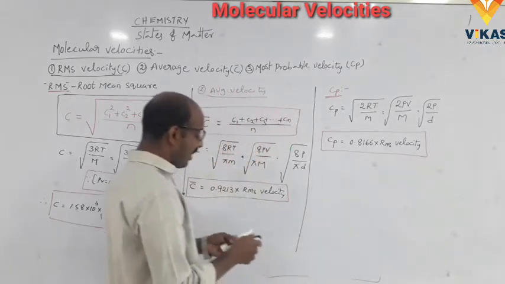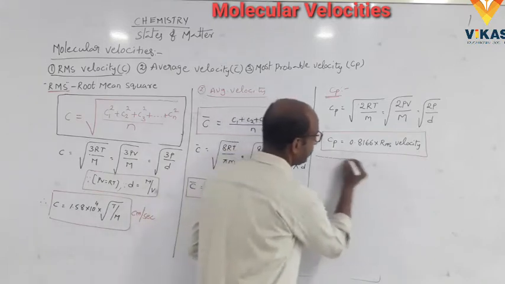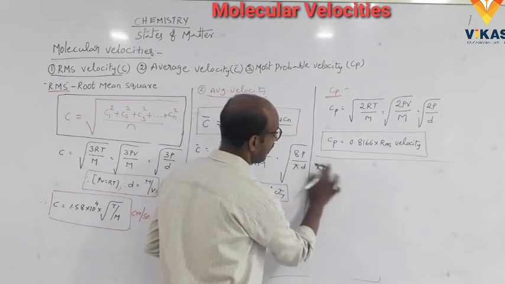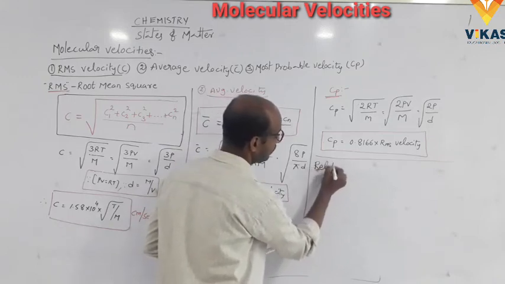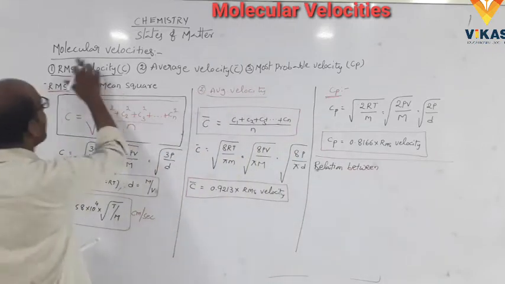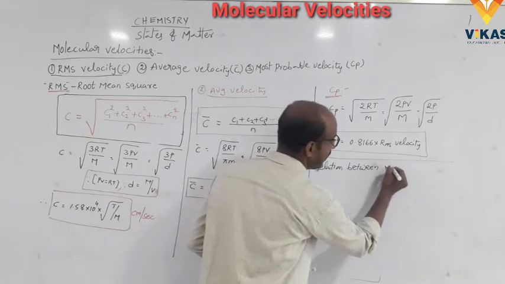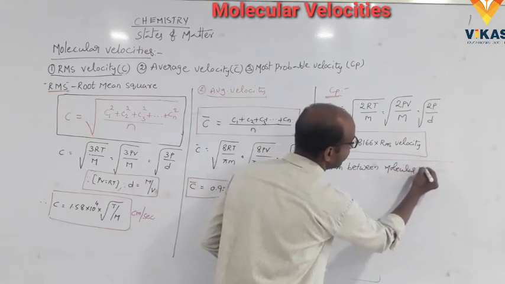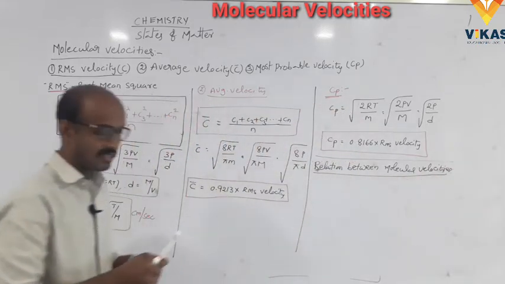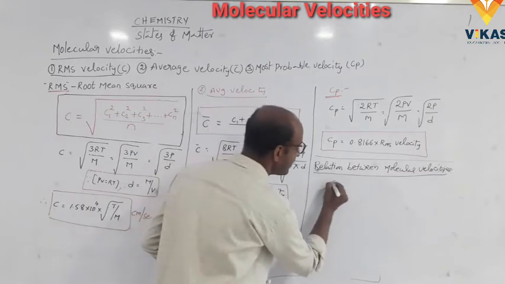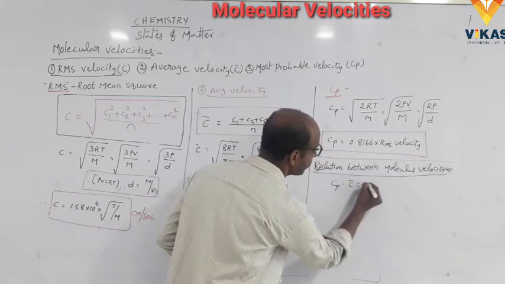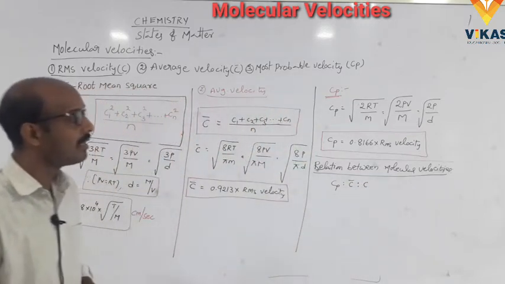Okay. And the relation between these three velocities. Relation between molecular velocities. How do we get it? That is Cp is to C bar is to C. That is the relation between the molecular velocities.